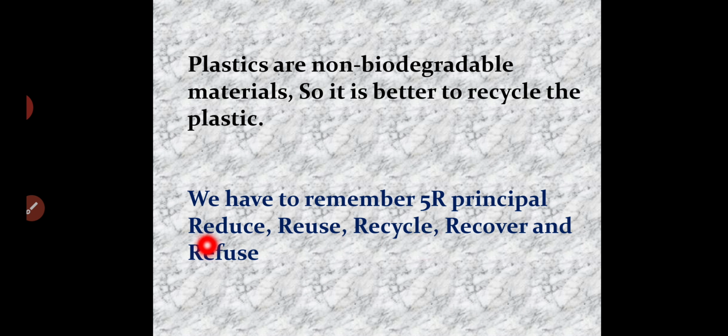Let us see one by one. Reduce: we have to use less plastic. Reuse: again and again we have to use that plastic. Recycle: once it is broken, we are not supposed to throw it, we have to recycle it. Then recover: if possible, we have to recover the things. Then refuse: better, we are not supposed to use plastic. Rather, we have to use cotton cloths or cotton bags.